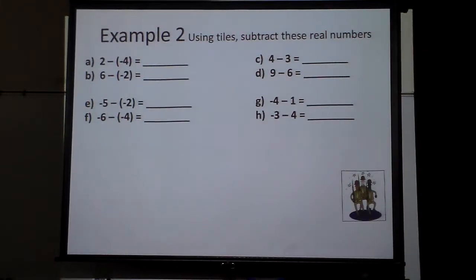Okay, well, Coach Tony, that was great for adding, but what about subtracting? I'm glad you asked. Now we have some subtraction problems. So first off, let's do it with the tiles.